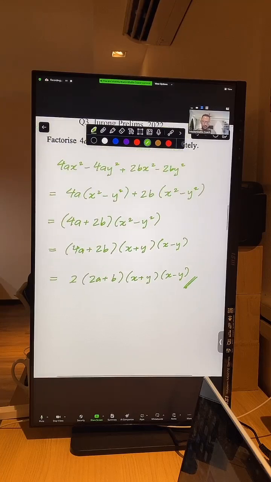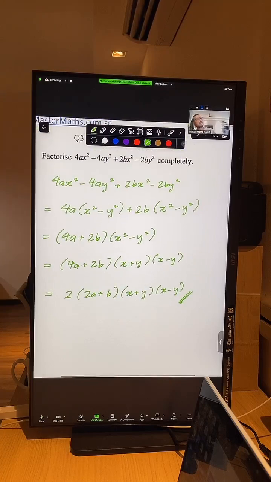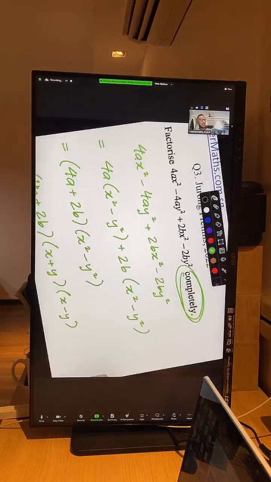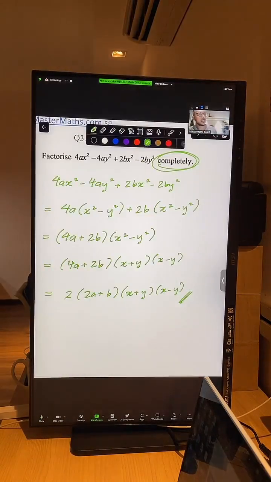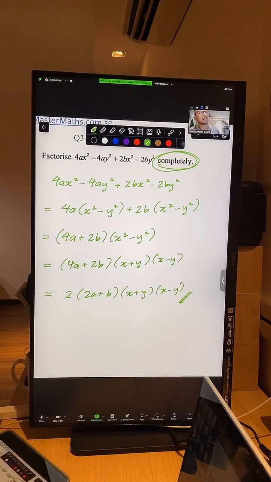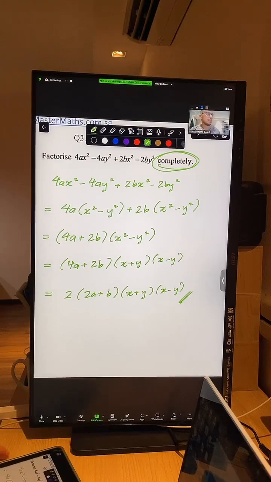Okay, guys? So now we are done. Now we have done it completely. You cannot factorize further. Completely means I cannot factorize it further. Alright? Done. Well done.